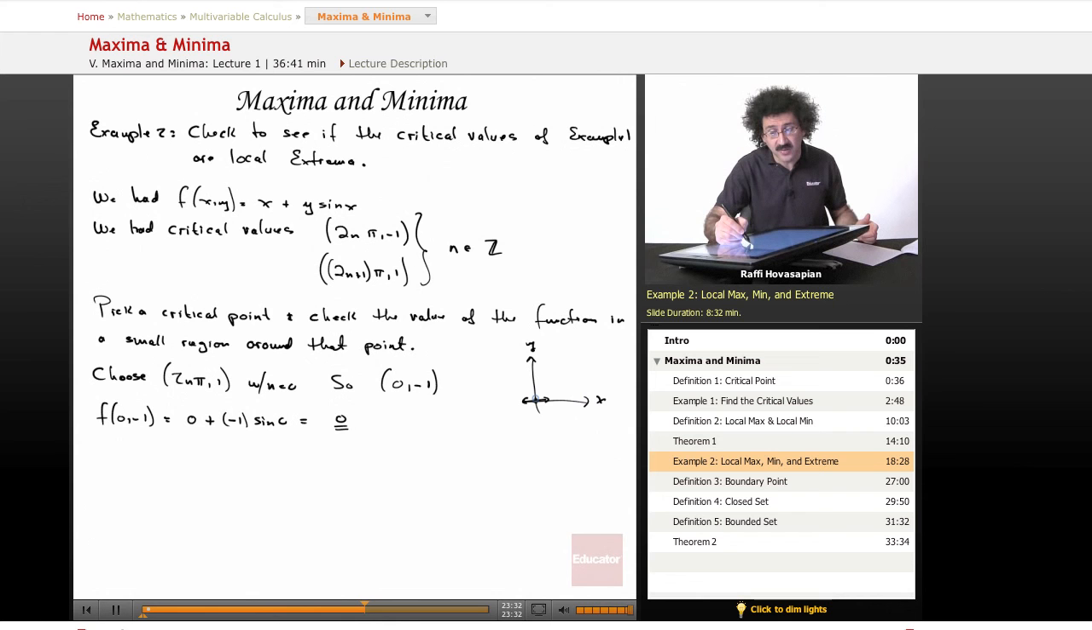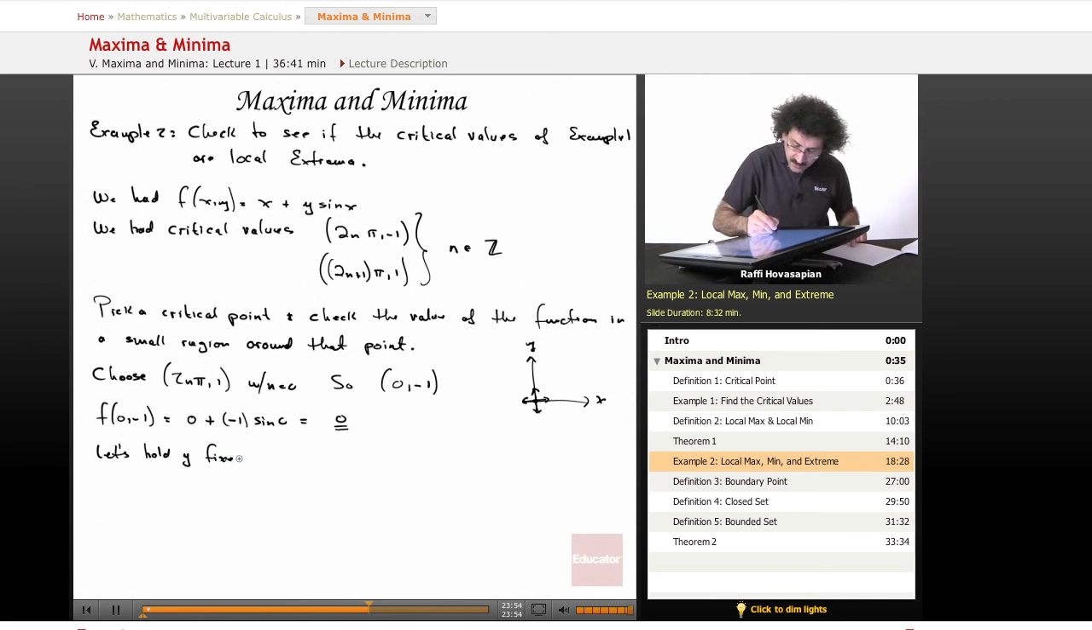I'm going to hold x fixed, and move a little bit in the y direction that way, and a little bit in the y direction that way, to check what happens to the function. And hopefully, those movements will tell me what's going on. So that's what I'm going to do. Let's hold y fixed first.